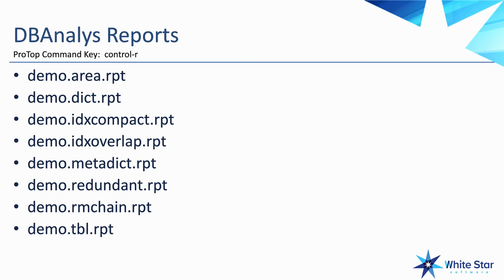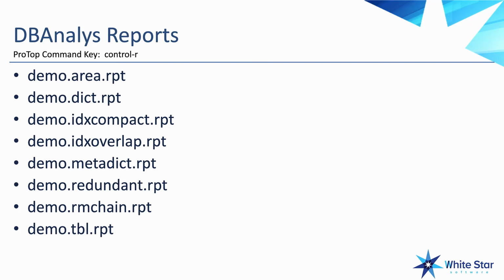The meta dictionary report is like the dictionary report, but refers to the tables and the indexes themselves. Redundant is about indexes that are completely redundant, not just partially overlapping. And these indexes are probably wasting space. For instance, you might have an index on order number and order line, and then another index on just plain order number, which is a complete subset of the other one, and so is redundant and is not really doing you any good as long as all the other attributes are the same.